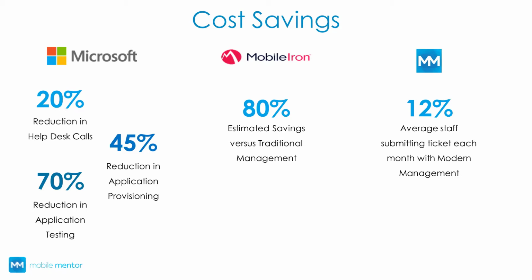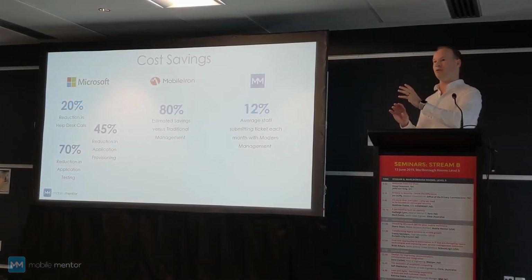MobileIron, who's a partner of ours that we've worked with for many years, they also have a modern management solution. And they believe, that's maybe a bit rosy, but they believe that estimated savings can be as high as 80% if you exclude the cost of a telco line with a cell phone.